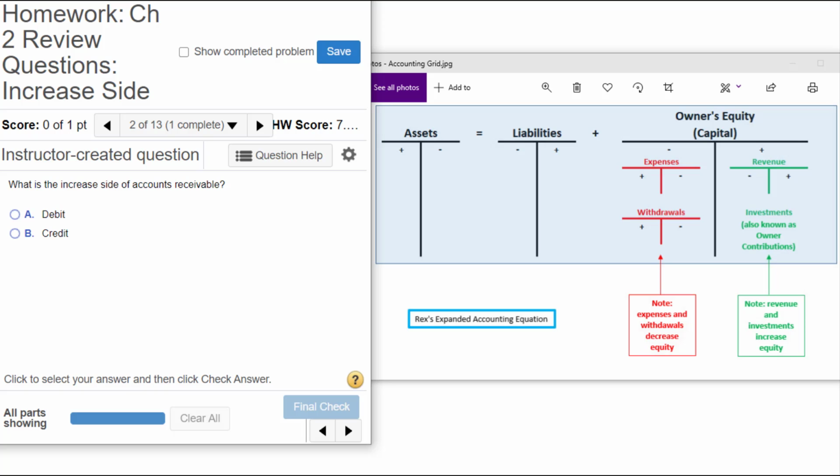Next question, what's the increase side of accounts receivable? So what type of account is accounts receivable? It's an asset. So which side is the increase side? Debit.